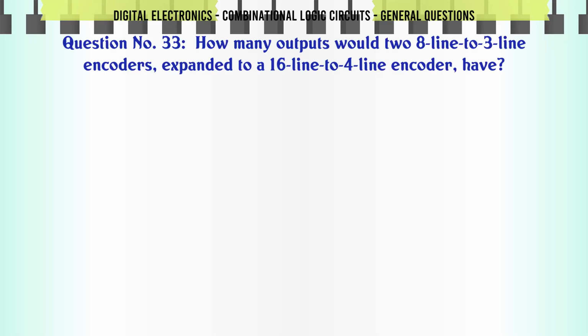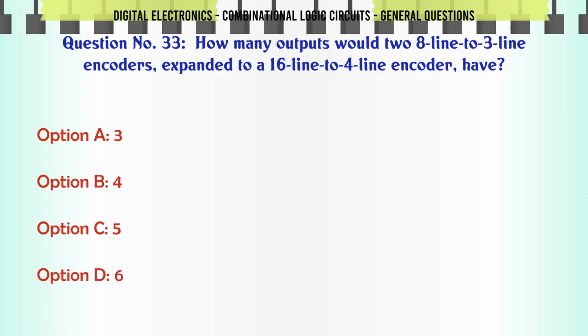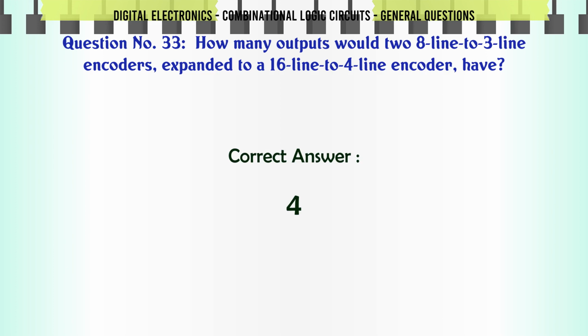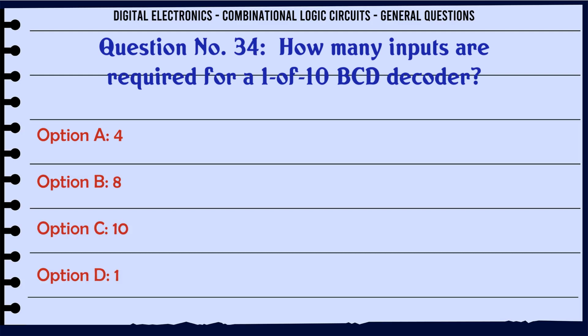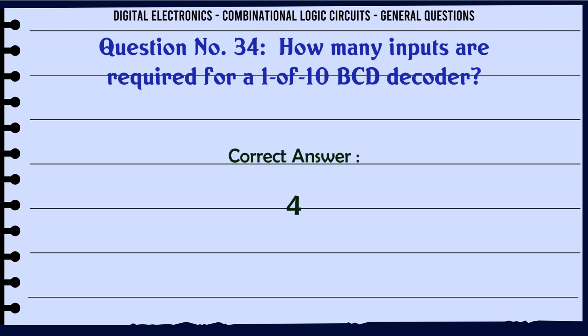How many outputs would two 8-line to 3-line encoders expanded to a 16-line to 4-line encoder have? A. 3, B. 4, C. 5, D. 6. The correct answer is 4. How many inputs are required for a 1 of 10 BCD decoder? A. 4, B. 8, C. 10, D. 1. The correct answer is 4.